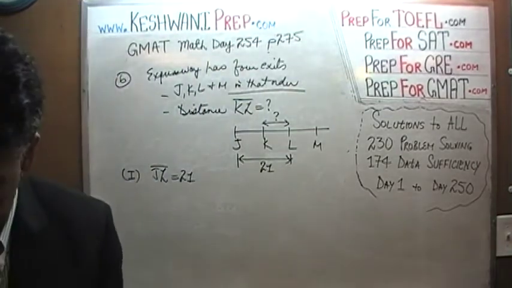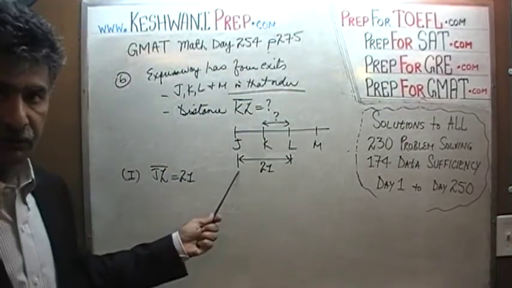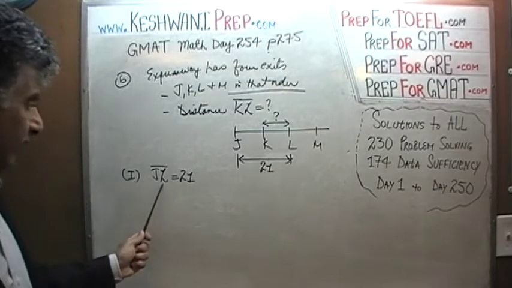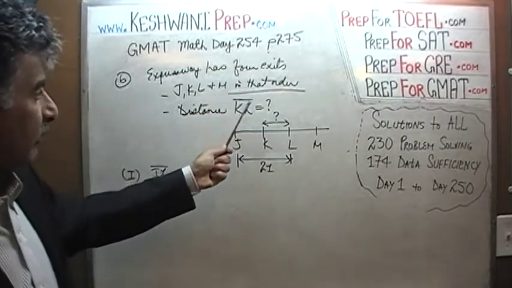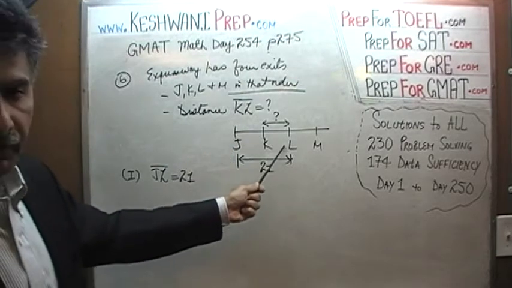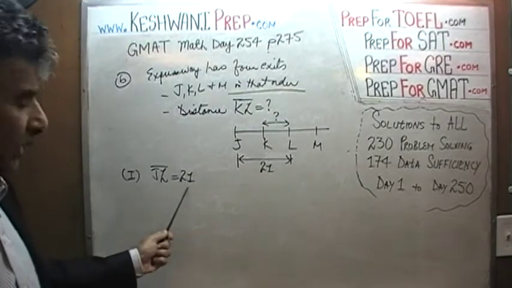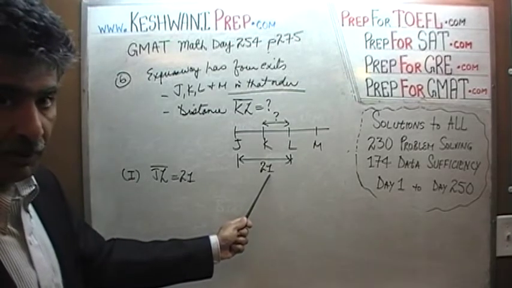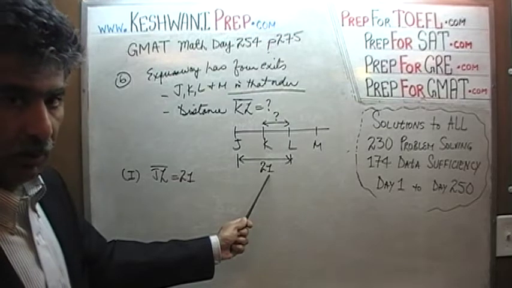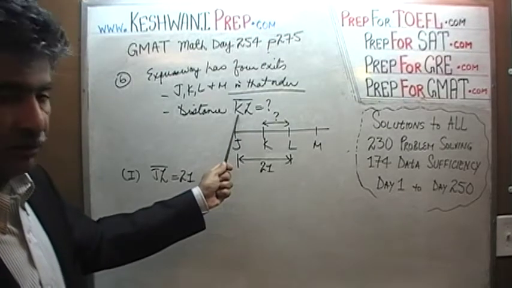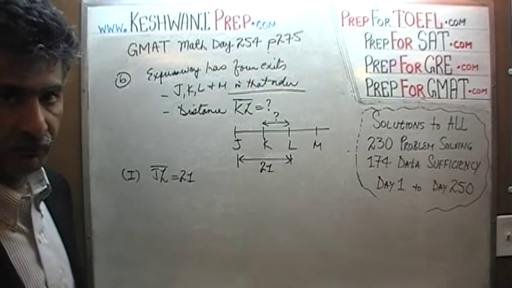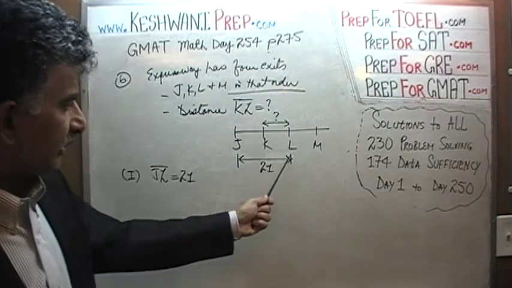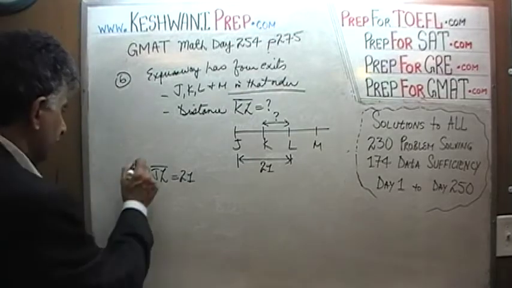Knowing that the distance from exit J to exit L is 21 miles, does that enable us to answer the question, which is what is the distance from K to L? The answer, of course, is no. How can we figure out the distance from K to L simply by knowing the distance from J to L is 21? Statement number 1 is not sufficient.